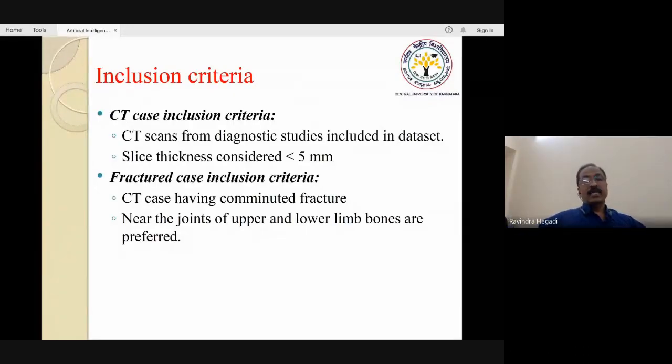Then the slice thickness we considered is less than 5 mm. This is also important. Then for fracture cases, we considered CT cases having comminuted fractures. We have used only comminuted fractures, both in the leg bone as well as the hand bone. So near joints of the upper and lower limb bones are preferred in our experiment.